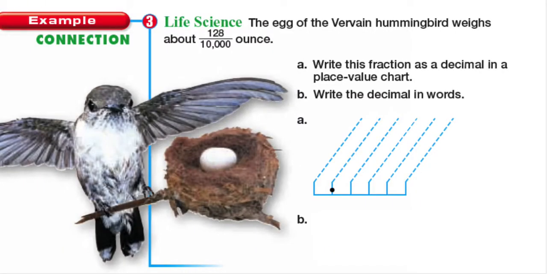Okay, let's look at example number 3. In example number 3, we have life science. The egg of a vervain hummingbird weighs about 128 over 10,000 ounce. Write this fraction as a decimal in the place value chart. Write the decimal in words. So let's do letter A first. It says write this fraction as a decimal in the place value chart.